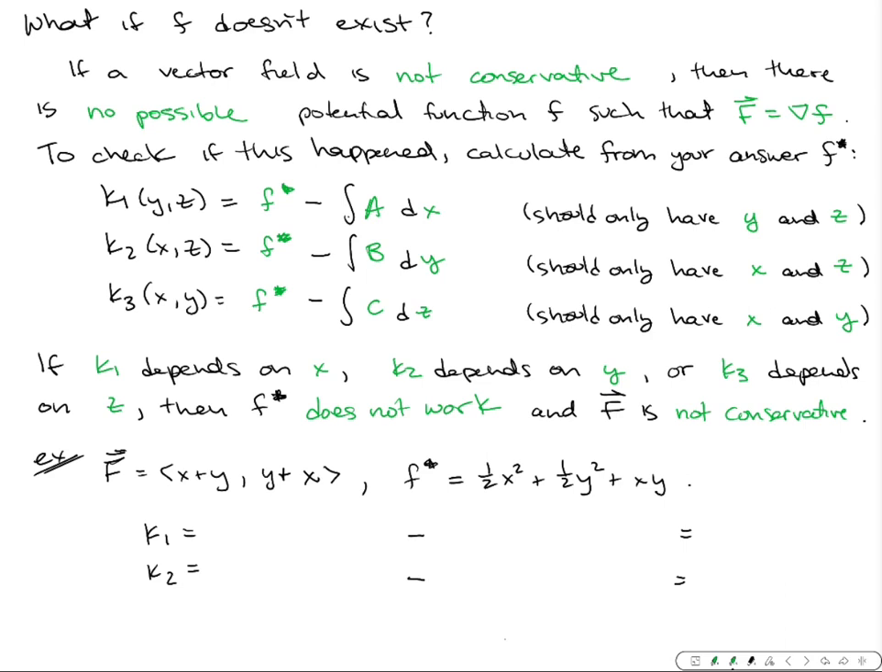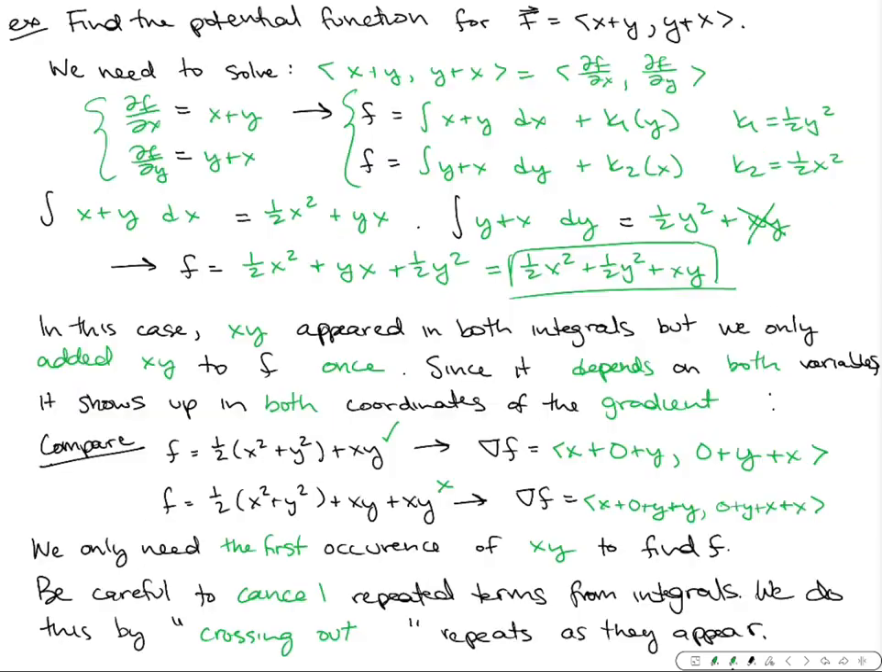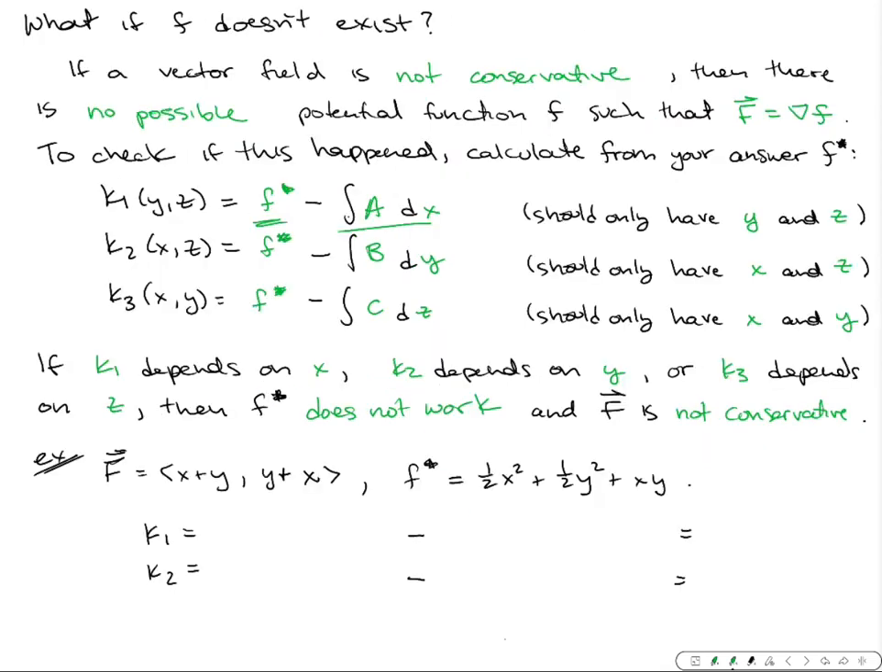I'm going to do an example where we knew it worked. We solved the problem, but this is just how we would check that it worked. You're going to have some problems in your homework where you're asked to say if a vector field is not conservative, so these are the steps you would apply to that type of problem. K1 should be f star minus the integral of a with respect to x. I wrote down our answer from the previous example we did; that's going to be our f star.